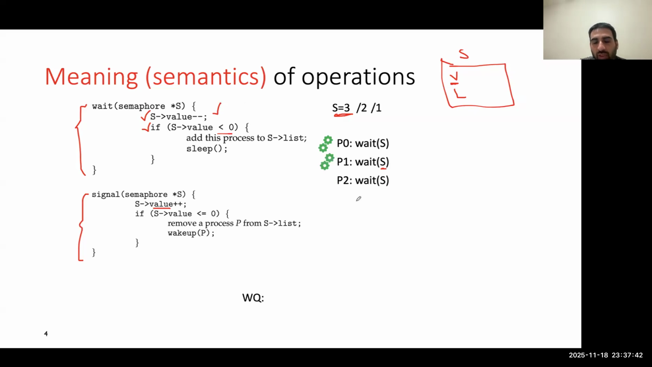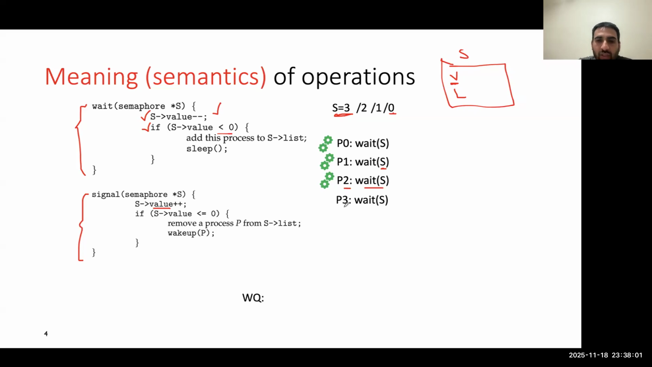Then let's say there is another process P2, which again calls wait on the same semaphore, and the value is decremented again. And the decremented value is not less than 0. So the process is not put to sleep and it continues its execution.